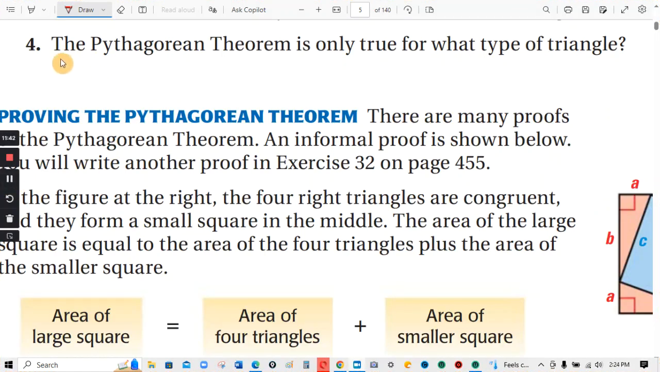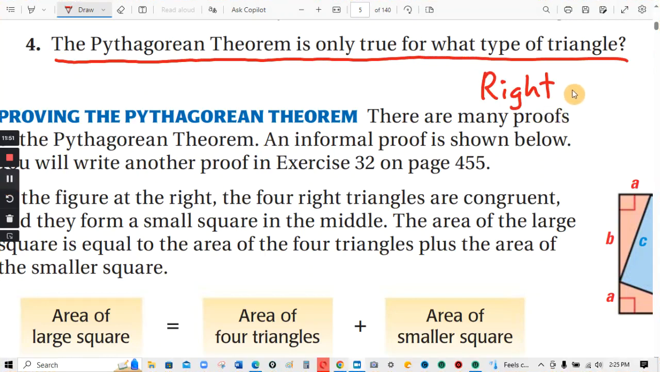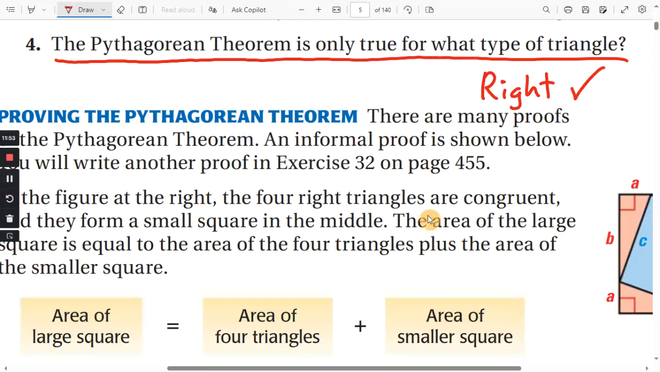Quick question here. The Pythagorean theorem is only true for what type of triangle? That would be a right triangle. Okay, you need a right angle and you need a hypotenuse to do the Pythagorean theorem.